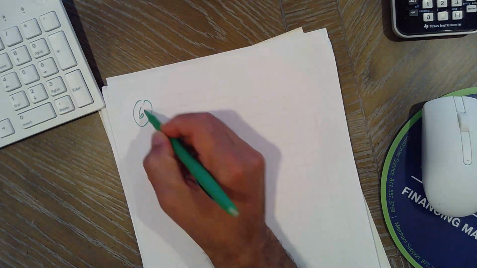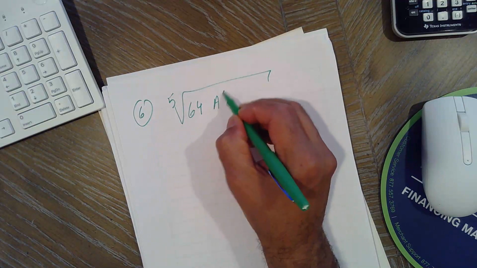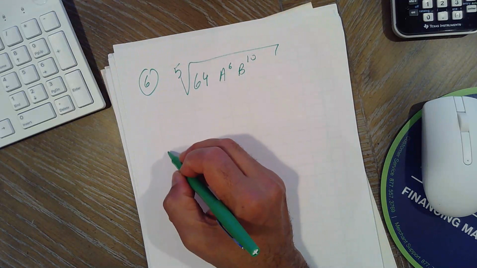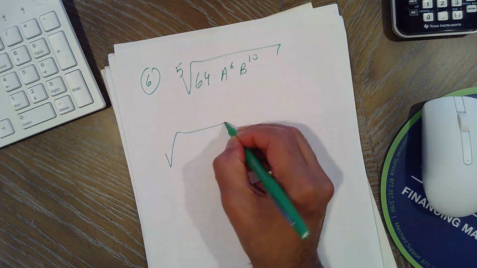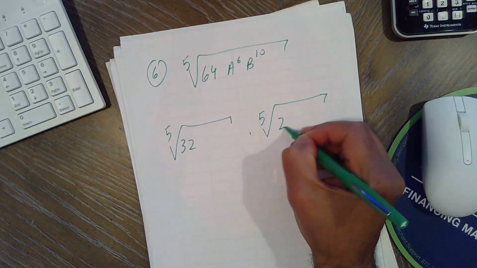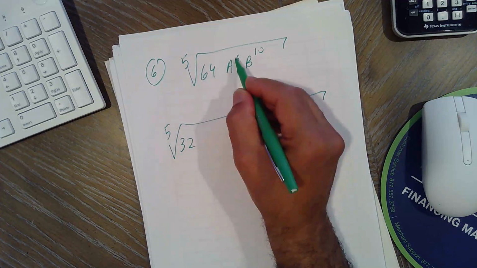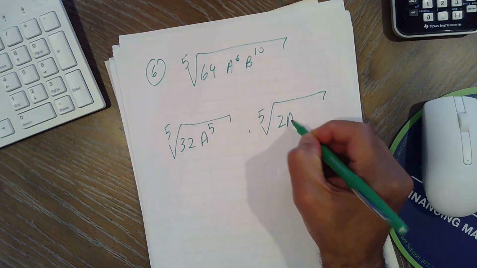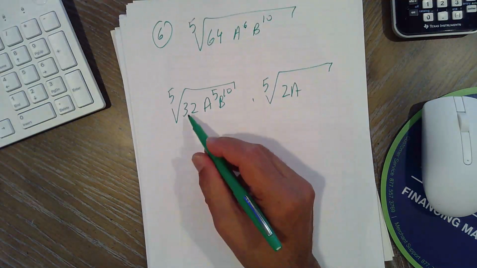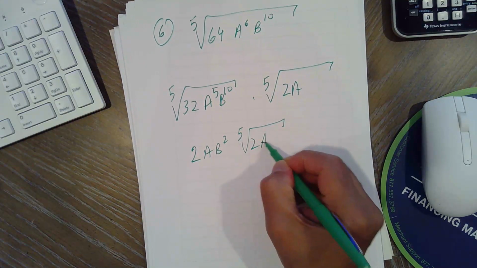This would be number 6. It's the fifth root of 64a^6b^10. If you do the fifth root of 64, it's a decimal. 2 times 32 is going to work. So 32 is the fifth power, 2 is the leftover. 6 is not, 5 doesn't divide 6, but it divides 5, so we do a^5 times a. 5 divides 10, so we put that with the perfect powers, and that's 2ab squared, fifth root of 2a.